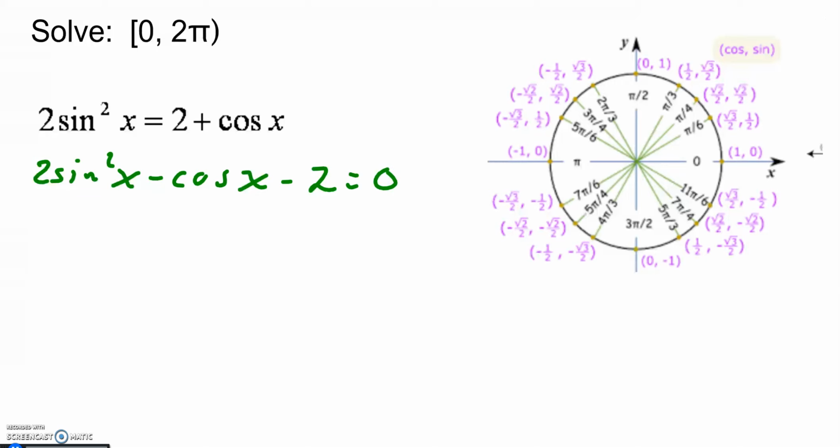I then again notice that I don't have the same trig function, but I do notice I have sine squared x. So just like the last example, I'm going to replace this with 1 minus cosine squared. Now be careful though. The 2 in front has to multiply all of sine squared of x, so it has to multiply all of 1 minus cosine squared of x. Then the rest of it stays the same.